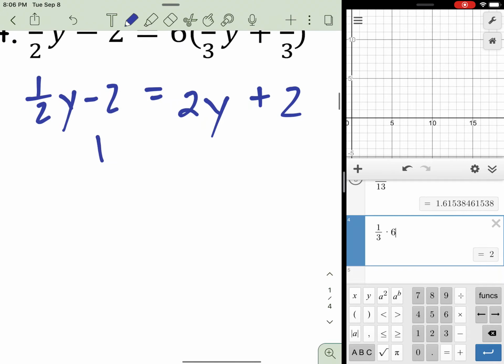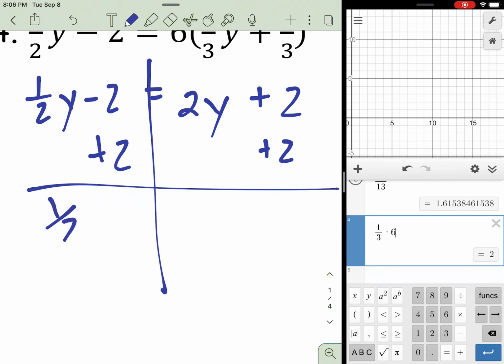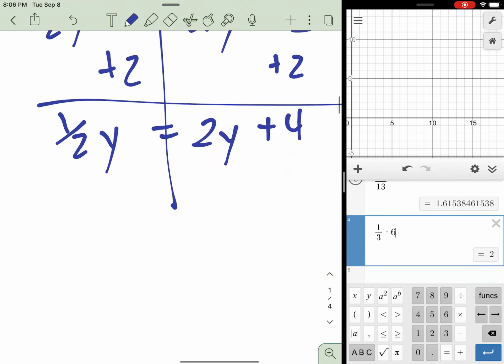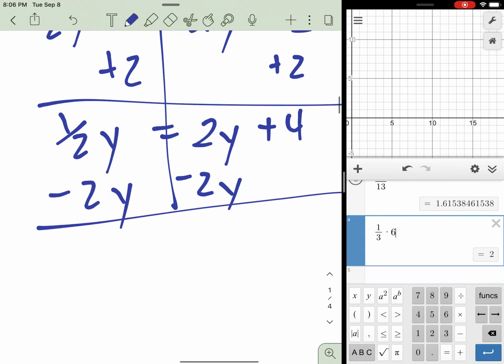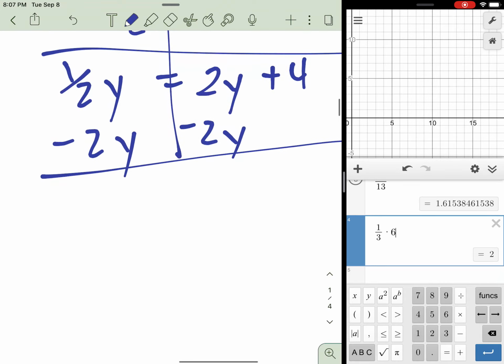All right, let's go ahead and add 2 to the other side. So 1/2 y equals 2y plus 4 now. Okay, we're going to subtract the 2y from both sides. Okay, so if I have 2 pieces of pizza and I eat just a half of one, how much is left? Well, 1 1/2, right? Or 3/2. y, and this would be negative, equals 4.